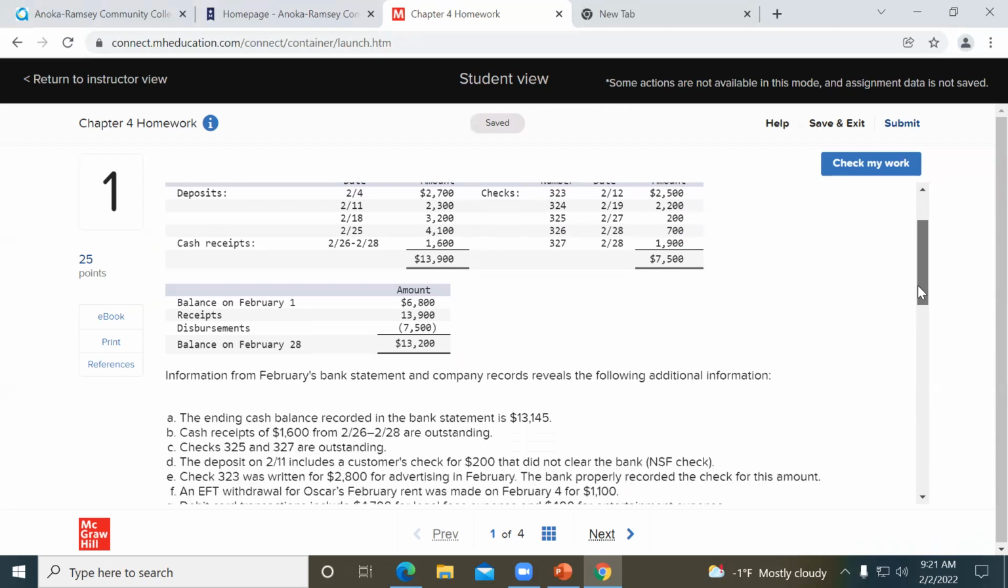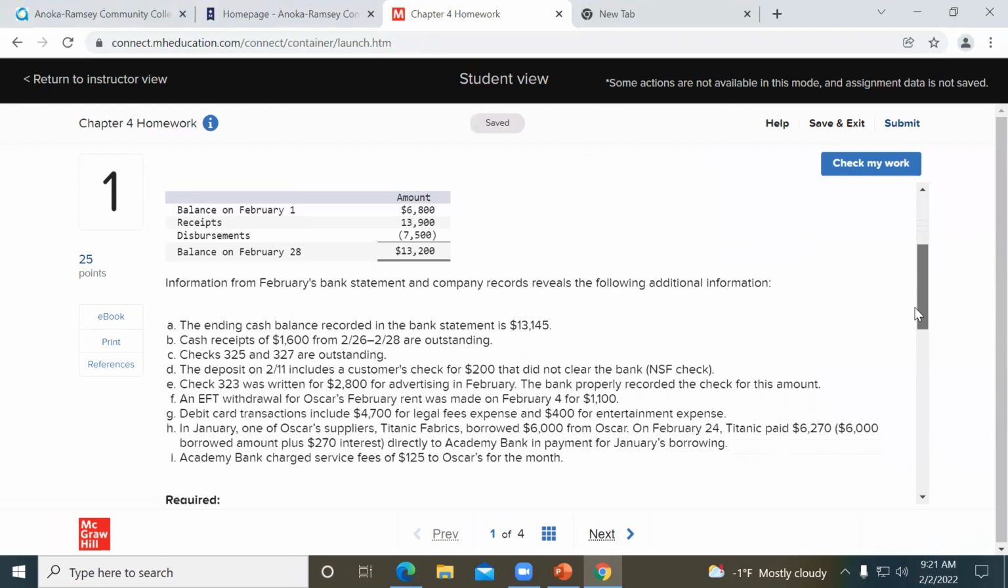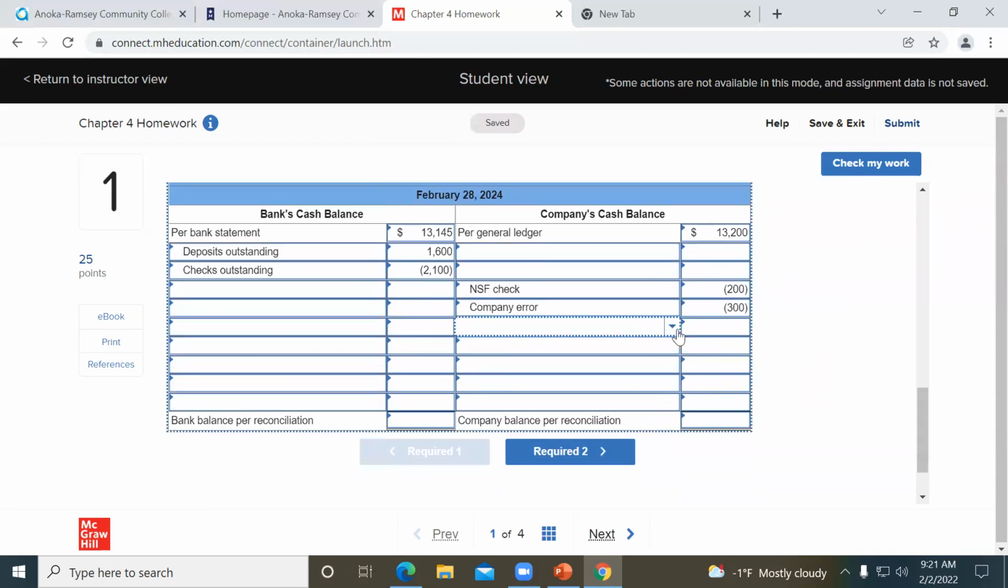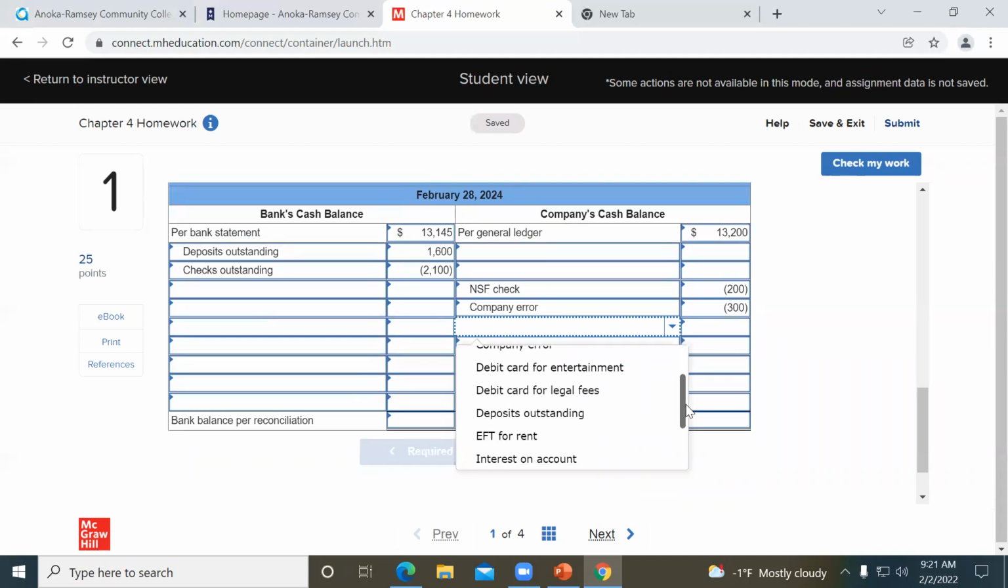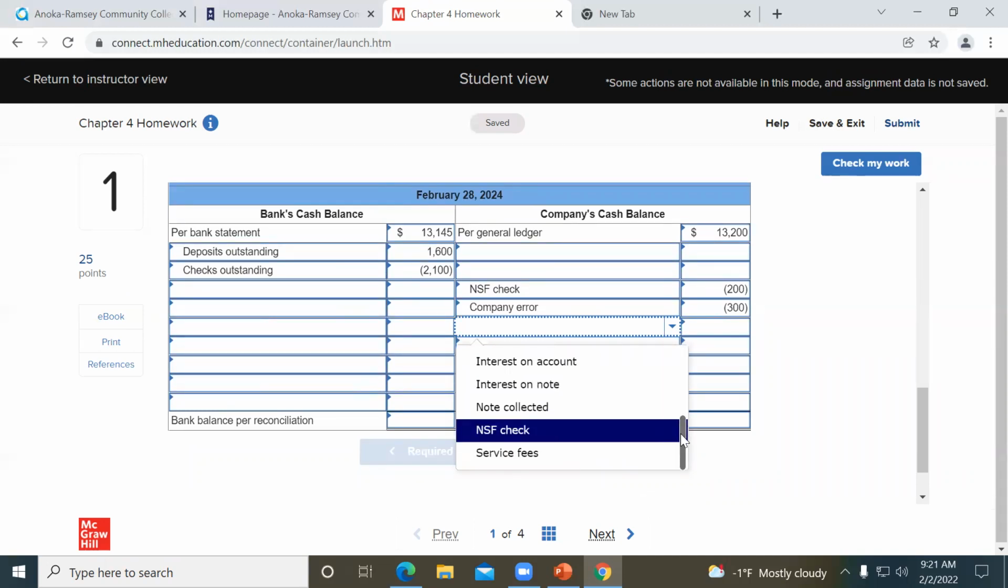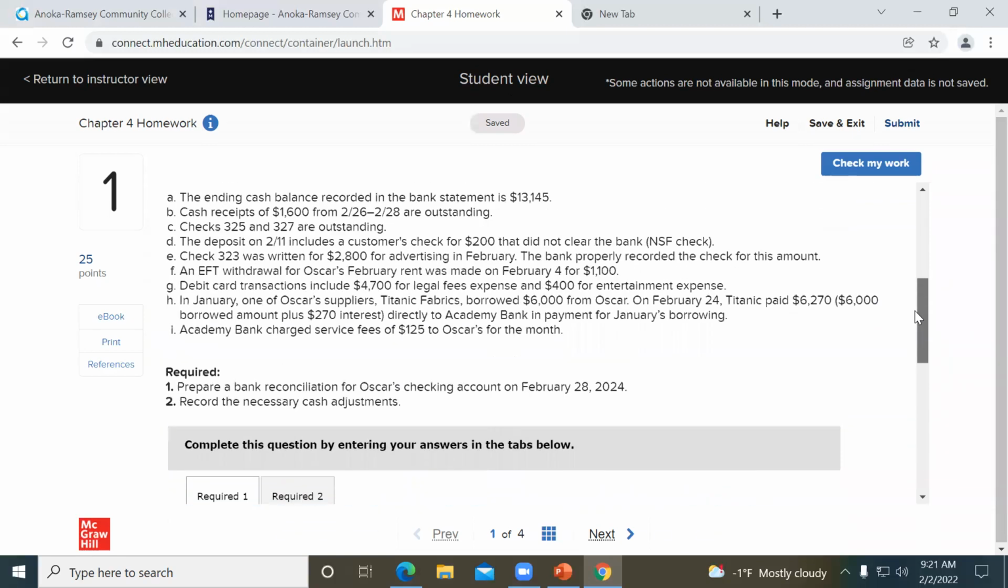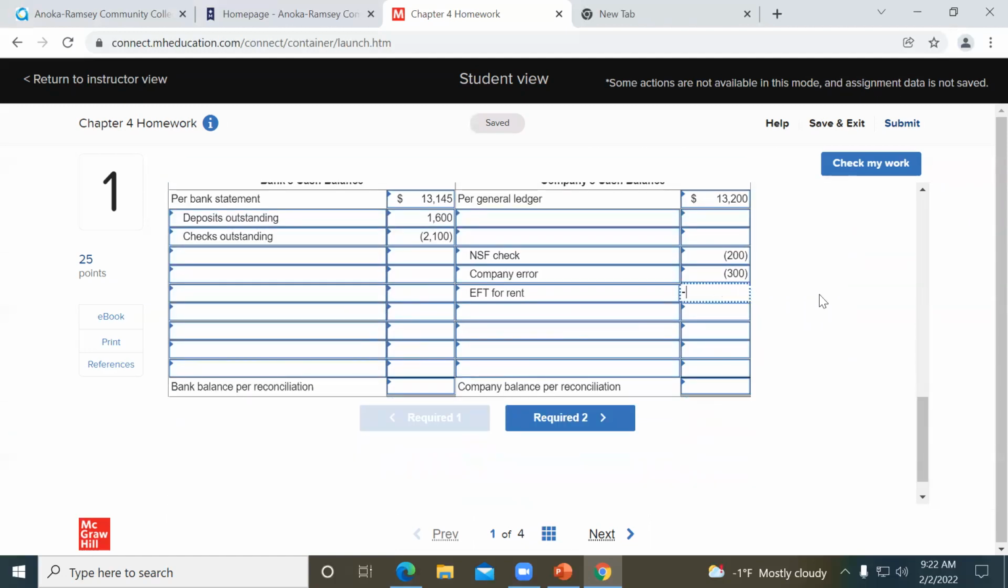Next. An EFT withdrawal for Oscar's February rent was made on February 4th for $1,100. So we would show an EFT for rent. How much was it? 2,400? No, 1,100. Okay, next.